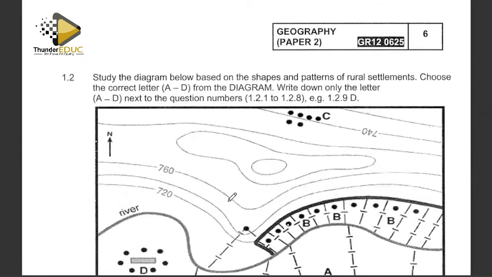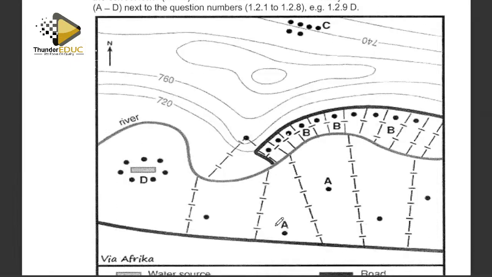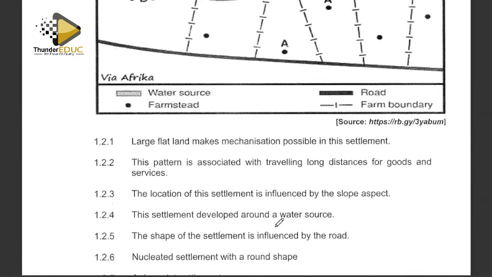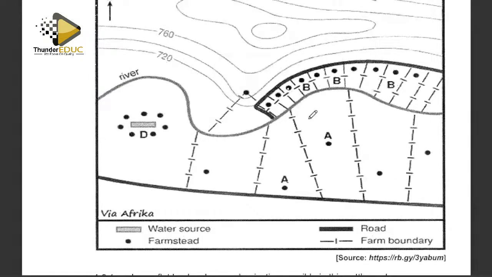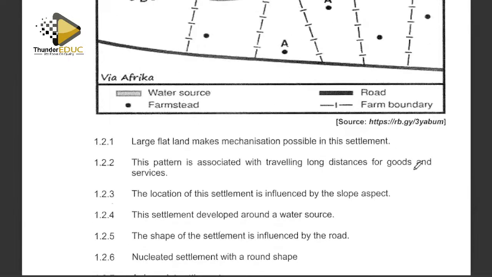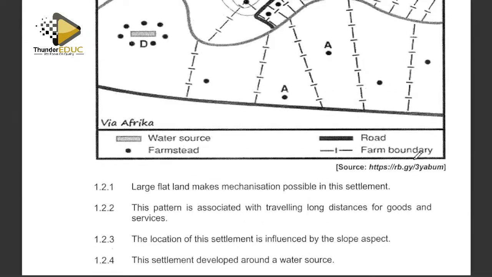Moving on to number 1.2, study the diagram below based on the shapes and patterns of rural settlements. Choose the correct letter A to D. From the diagram, write only the letter A to D next to the question. Right, so number 1.2.1, large flatlands make mechanization possible in this settlement. We want to identify a settlement with large flatland where we can use machinery. If you check on A here, they have large pieces of land and the land is flat. So it's A.